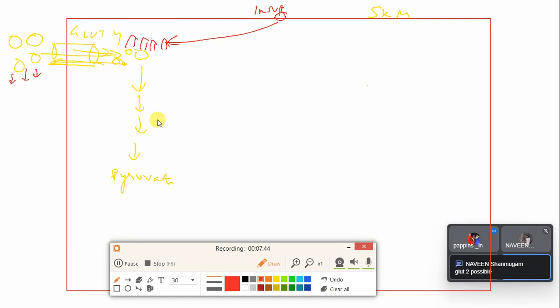First of all, GLUT2 is not present on SKM. I hope you guys remember that GLUT2 is present specifically in the pancreas and liver. So if it goes back, then how can glycolysis proceed further? Obviously, it should escape back if the concentration is quite high in the cell. How do we trap this glucose inside the cell? That's the question here. Anyone?